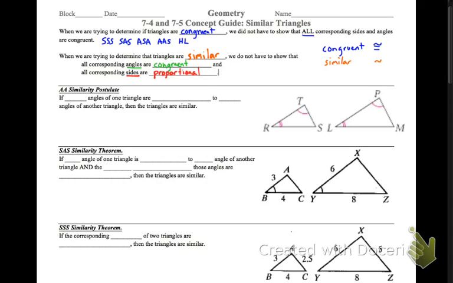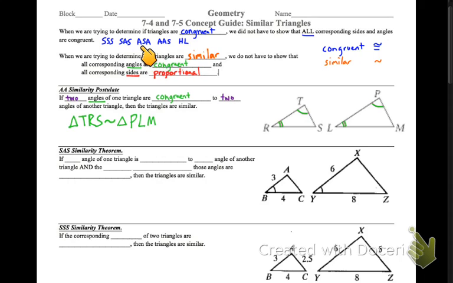Okay? All right, the first one, the AA similarity postulate. Do you see how AA is going to line up with similar to some of these up here? If two angles of one triangle are congruent to two angles of another triangle, then you know that the two triangles are similar. So in our diagram over here, we know that angle T is congruent to angle P. Also, angle R is congruent to angle L. We have two angles of this triangle congruent to two angles of this triangle. We can conclude that those two triangles are similar for the AA similarity postulate reason, AA.